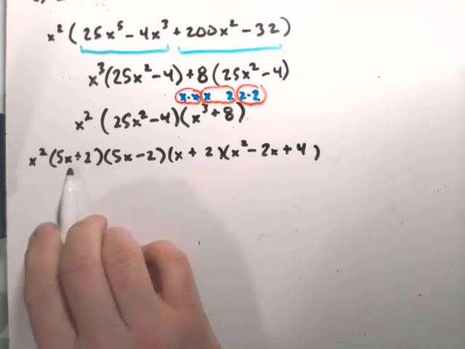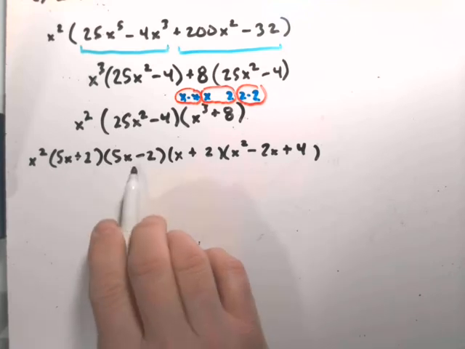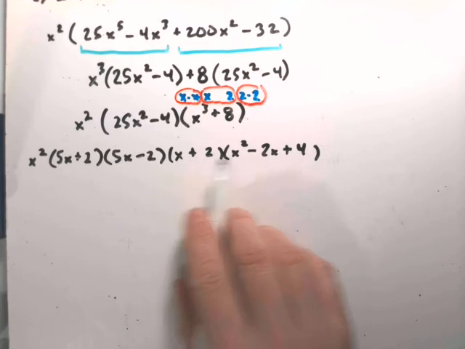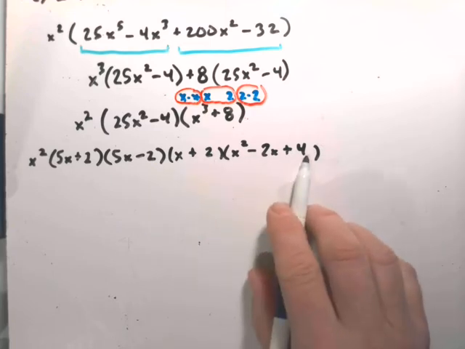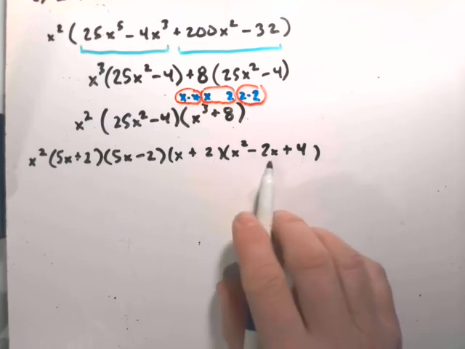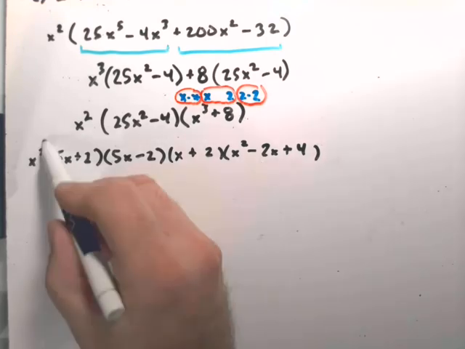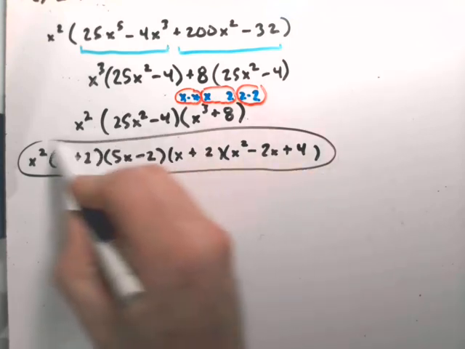We want to check and see if these factor anymore. This does not fit any of our patterns, this 5x plus 2, neither does the 5x minus 2, and same with the x plus 2. For this one, we'd want to check and see if the add multiply method would work, but there are no numbers that add to be -2 and multiply to be 4, so this is our final answer.